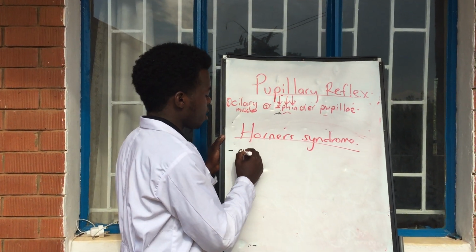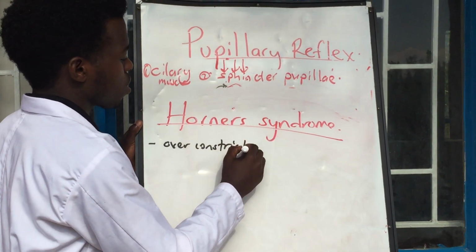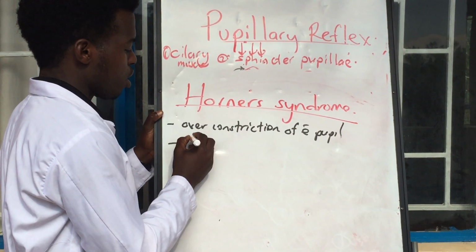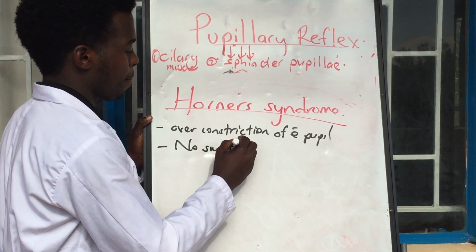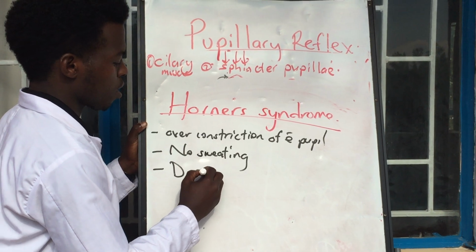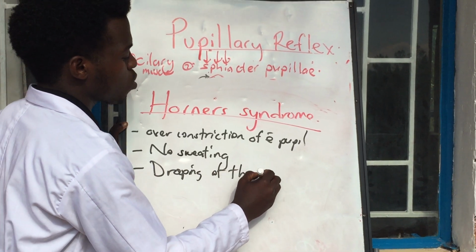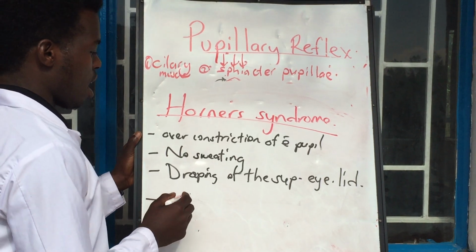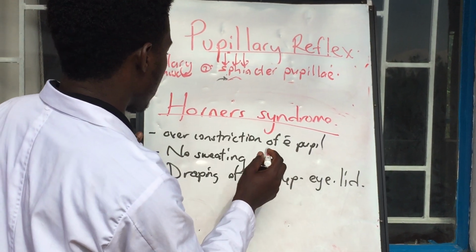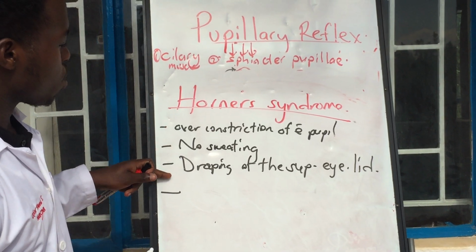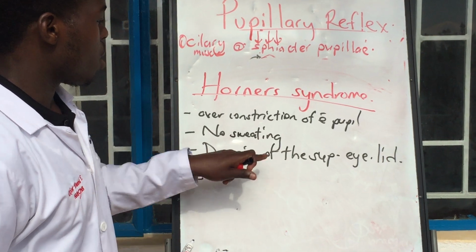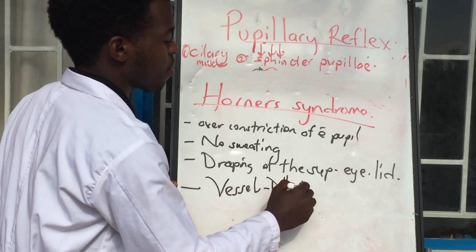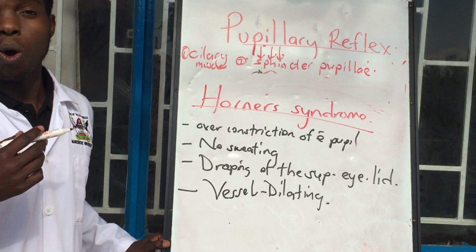First of all, there will be over-constriction of the pupil. Then there will be no sweating. Then there will be drooping of the superior eyelid. Lastly, you also have the vessels dilating, so the face will be dilated. So you have over-constriction, no sweating, drooping of the eyelid, and vessel dilation. This will be the presentation of Horner syndrome.